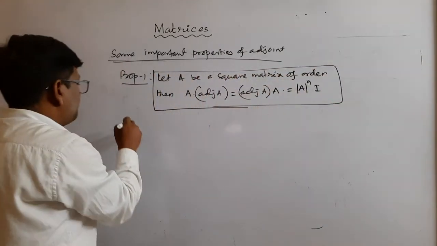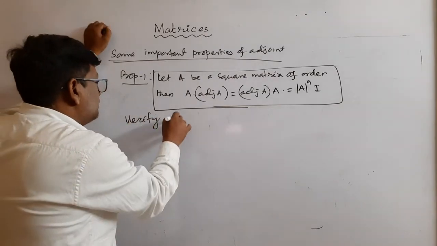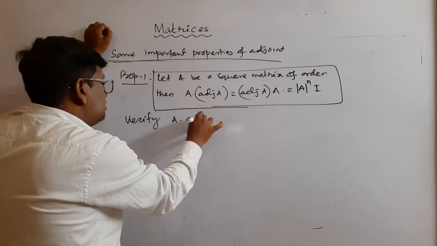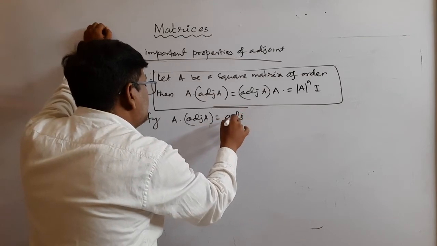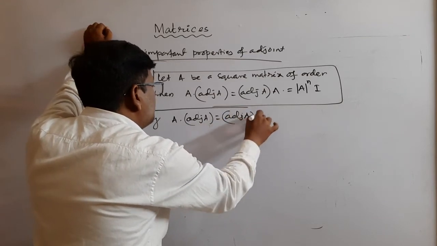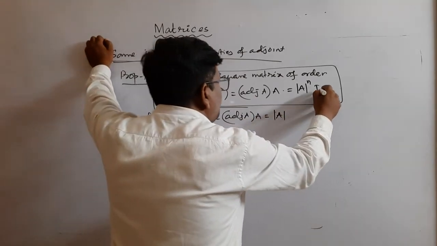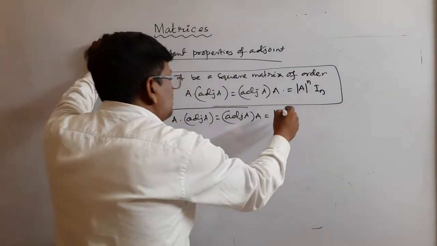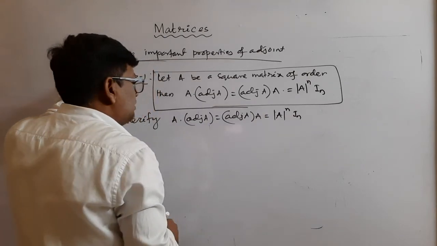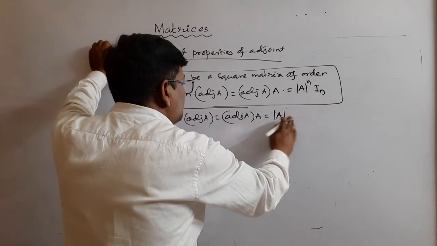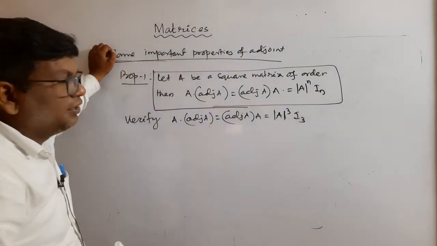Question: verify that A into adjoint A is equal to adjoint A into A, which is equal to determinant A to the power n into the identity matrix of order n. Suppose this is I for order 2, this is I for order 3. Here n equals 3.